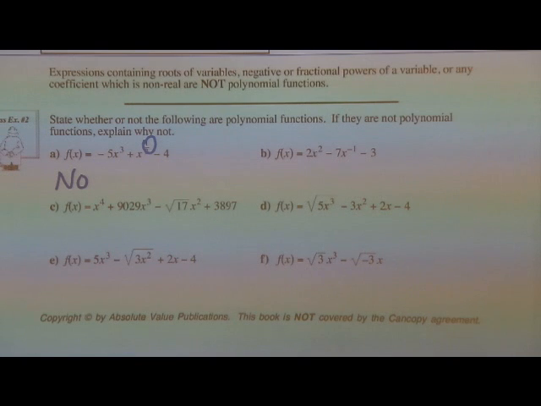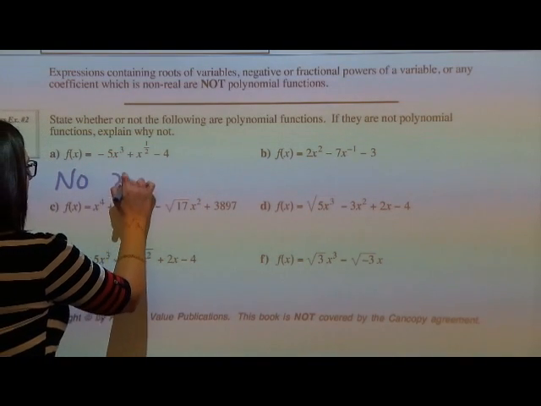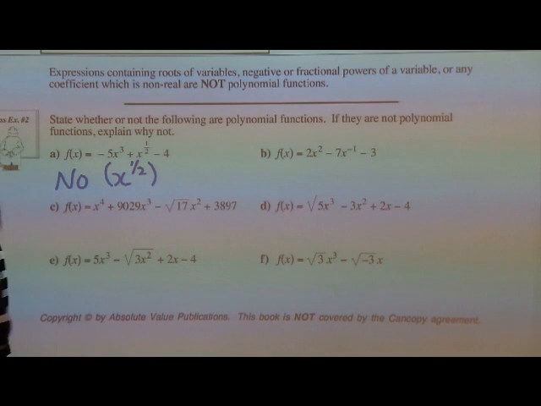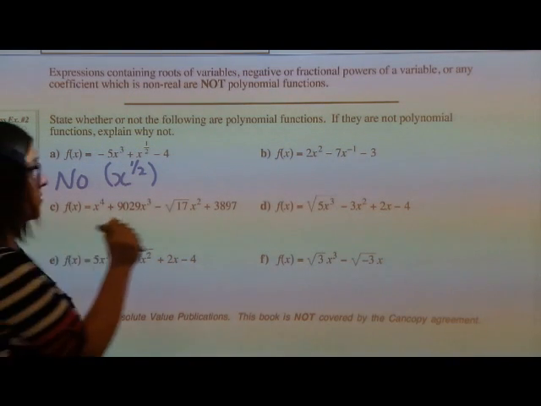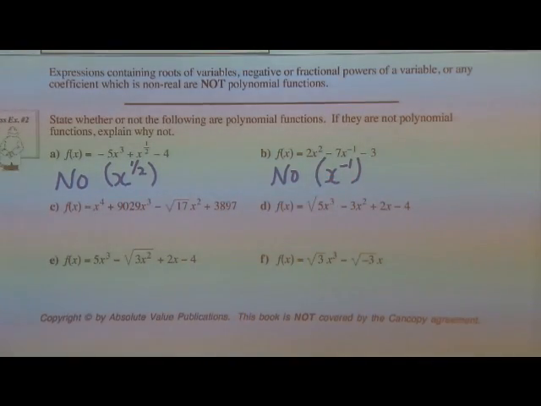Okay. B, is that a polynomial function? So look at my exponents. Are my exponents whole numbers? No, because of the negative 1. Negative 1 is not a whole number, it's an integer. Okay? So negative 1 is not a whole number, therefore that's not a polynomial function.